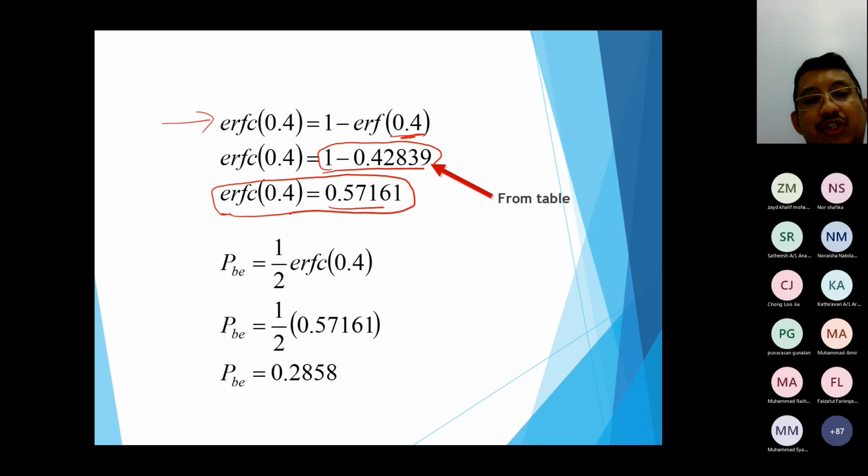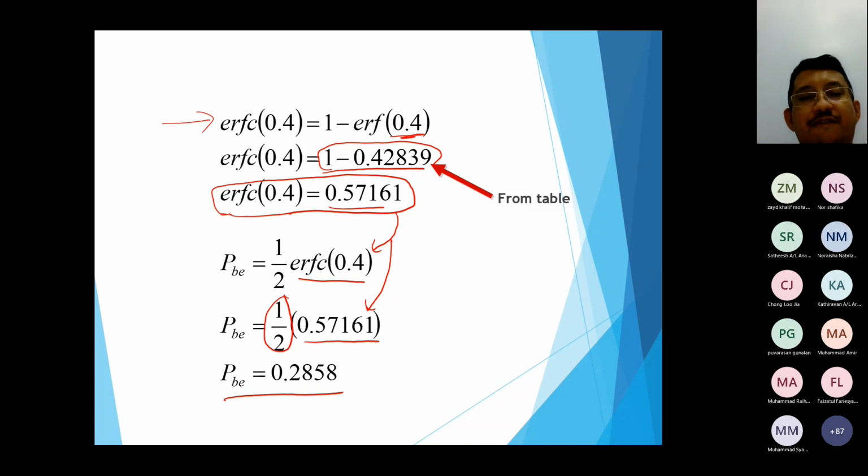So imagine, for example, we use the second table, the complementary error function table. We get the ERFC 0.4 and put it inside the values. Now we already have ERFC 0.4, which is 0.57161. Remember to multiply it with 1 over 2, half. So we get the probability of bit error at the receiver side.